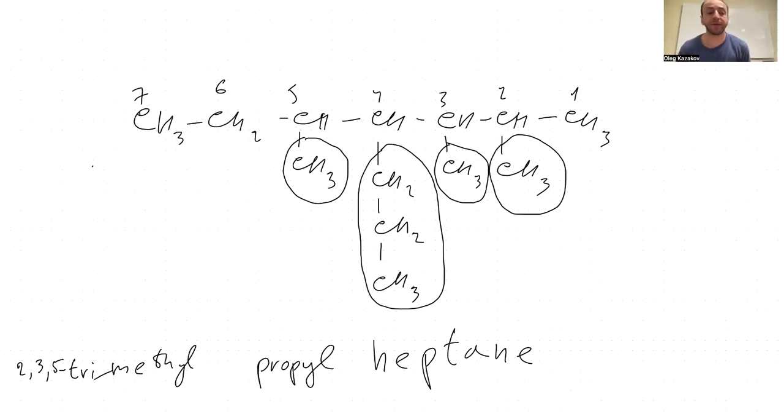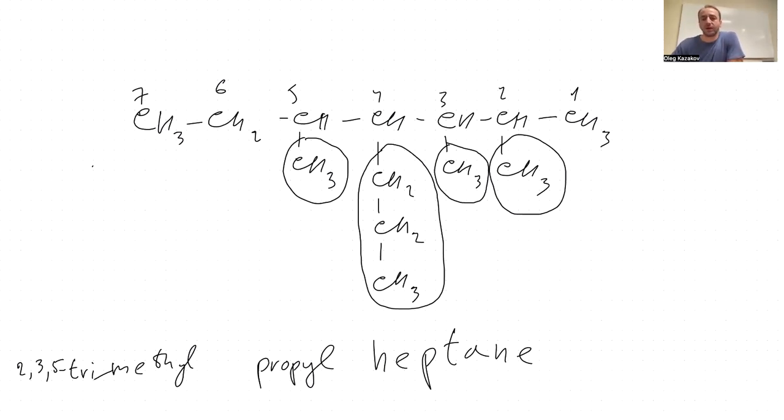And then this will signify that a total of three methyls will be distributed between carbons 2, 3, and 5. Or you can, in other words, say to yourself that carbon 2 has a methyl, carbon 3 has a methyl, and carbon 5 has another methyl. That's what this combination of words and numbers will mean.